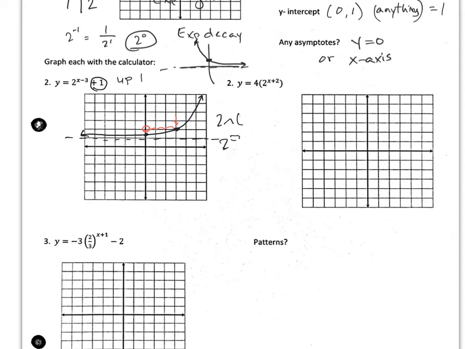If we take a look at this next one, here we have two numbers. We have this number out in front. Normally a number out in front creates a vertical stretch or a shrink. Let's see what happens when we graph this. We already kind of know what's going to happen with this x plus 2.